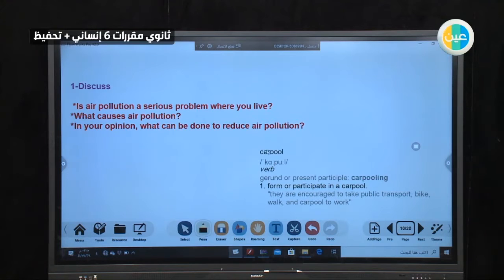Question number 3: in your opinion, what can be done to reduce air pollution? Okay, I think the factories should be obliged first to have filters installed in order to limit the amount of pollution they cause. Also, people should try to use hybrid cars rather than cars that use older technology. And generally, people should avoid driving their own car, try to minimize their trips, and prefer using public transportation as much as possible. So, what do I mean by hybrid car?